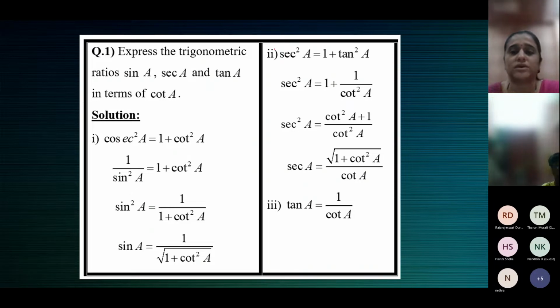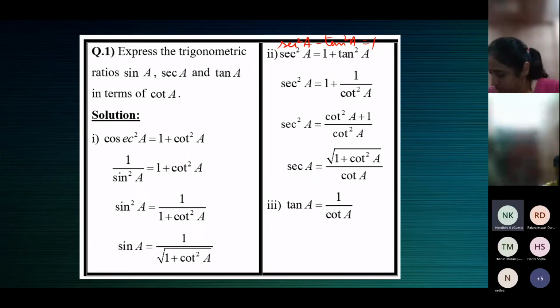Here also you can start with secant square A minus tan square A is equal to 1. Secant square A minus tan square A is equal to 1. Done, children? Yes, ma'am.